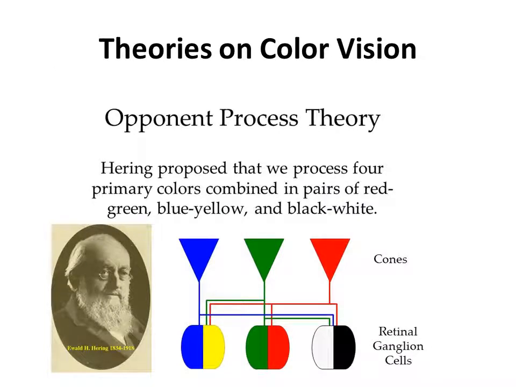The opponent process theory is another theory of color and how we see color. Hering proposed that we process four primary colors combined in pairs: red-green, blue-yellow, and black-white. So we have our three basic cones, blue, green, and red, which we talked about before. The ways that we process the primary colors is when we combine certain colors: blue and yellow, red and green, and black and white. And you need to know what the paired colors are.